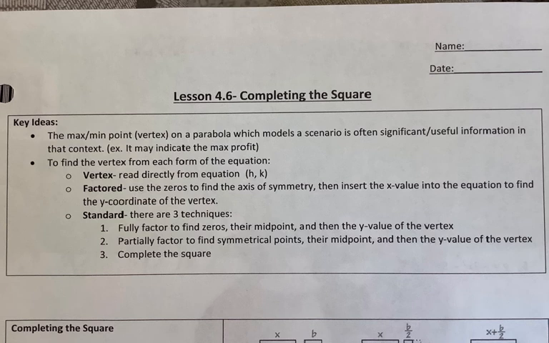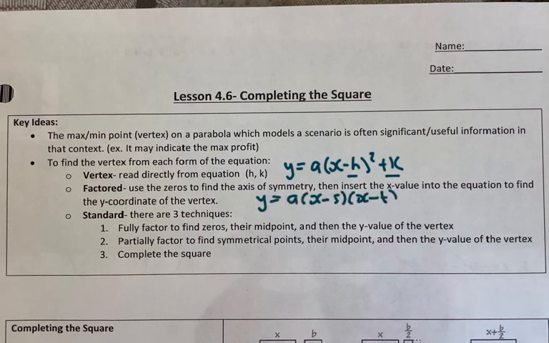To find the vertex from each form of the equation, in vertex form, you would read it directly from the equation. So vertex form is y equals a, x minus h squared plus k. And h and k form your vertex. In factored form, which is y equals a, x minus s, x minus t, you would use the zeros, which are s and t, to find the axis of symmetry, which is halfway between the zeros.